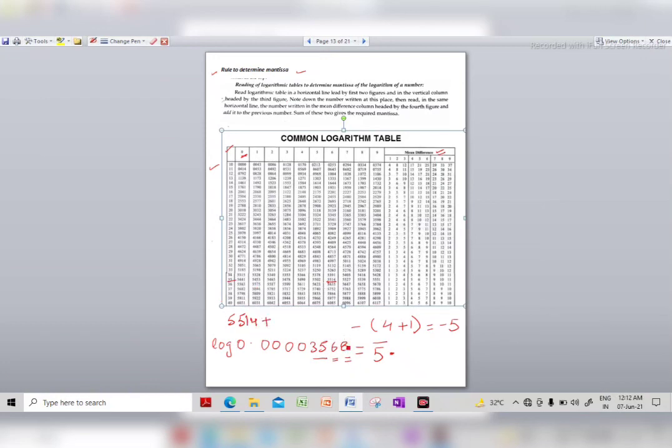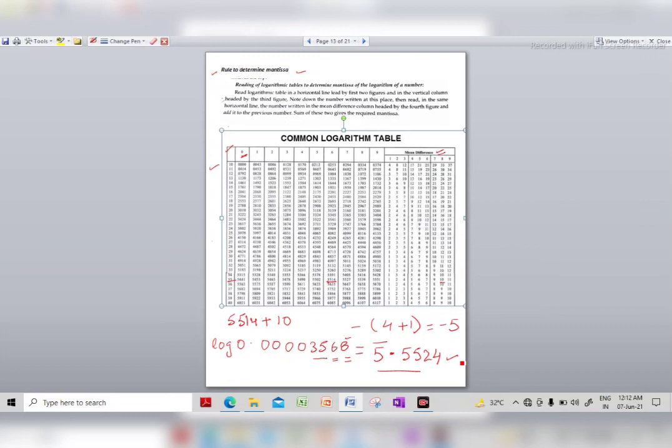In mean difference we have to check 8. So we will go with the same column and check the number in the column of 8. In the column of 8 we have 10. So here I have to add 10. So 5514 plus 10. My mantissa value will be 5524. So this is the value of log 0.00003568.